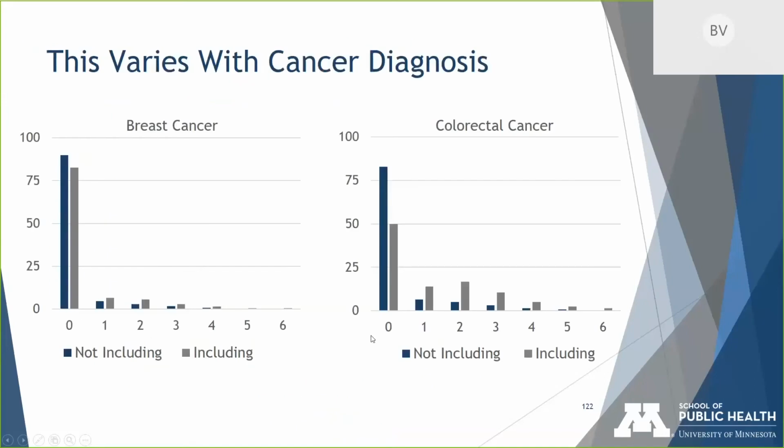This varies with cancer diagnosis. So you can see for breast cancer, there's a relatively smaller difference, but for colorectal cancer, there's quite a lot larger difference. Some of that is from screening. Some of that is from risk factors for the cancer. It will depend on how often people have already been diagnosed with their comorbidities. So I would say you can take a look. You can run your macro both ways. You can try to decide how you would like to do it.